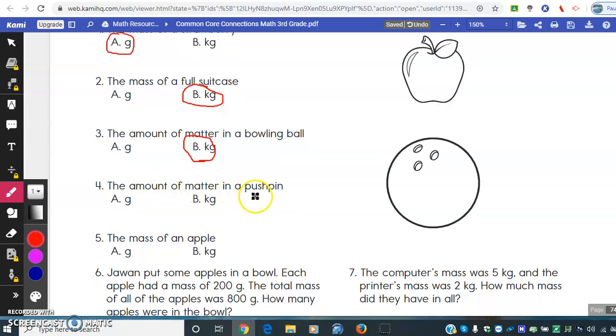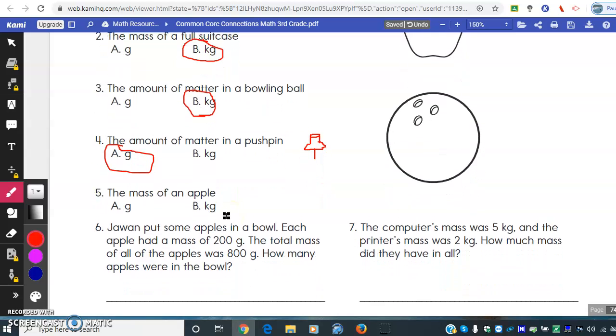The amount of matter in a push pin. If you're not sure what a push pin is, it's those little things that we use to stick stuff to the wall. They're those little pins that look like this. They have a little top and then they come down and flare out a little bit like that, and then they have a point. Your teacher used them to stick stuff to the walls. I use them all the time. So a push pin, very small and not very heavy. Would you use a gram or kilogram for something that is not very heavy? Gram.